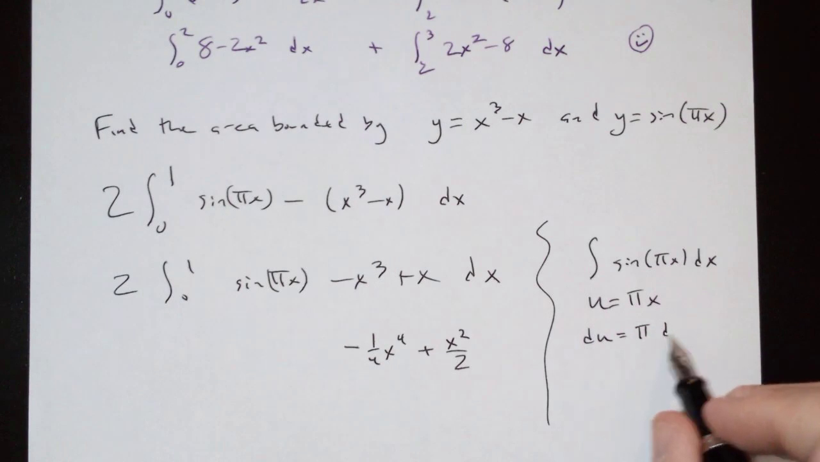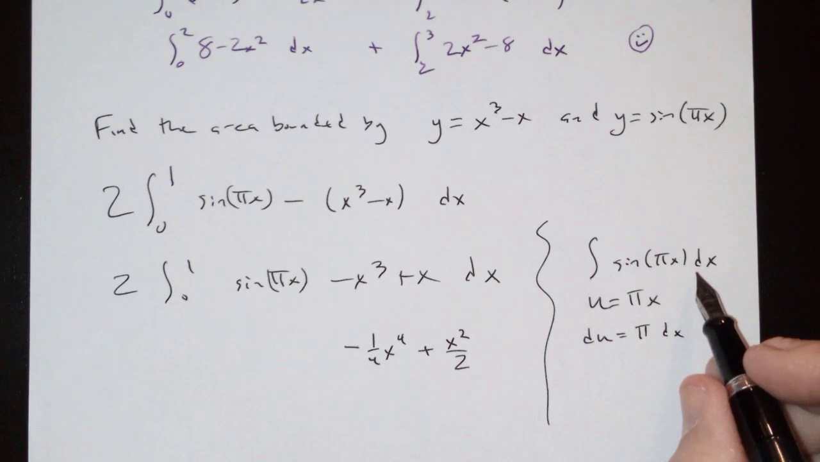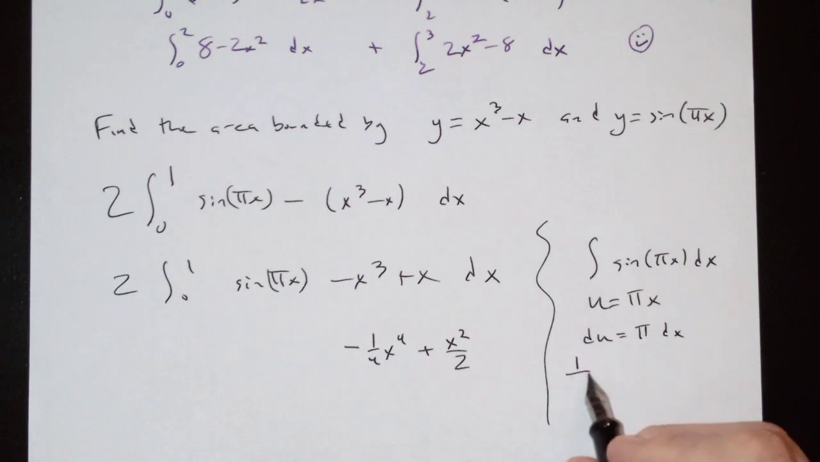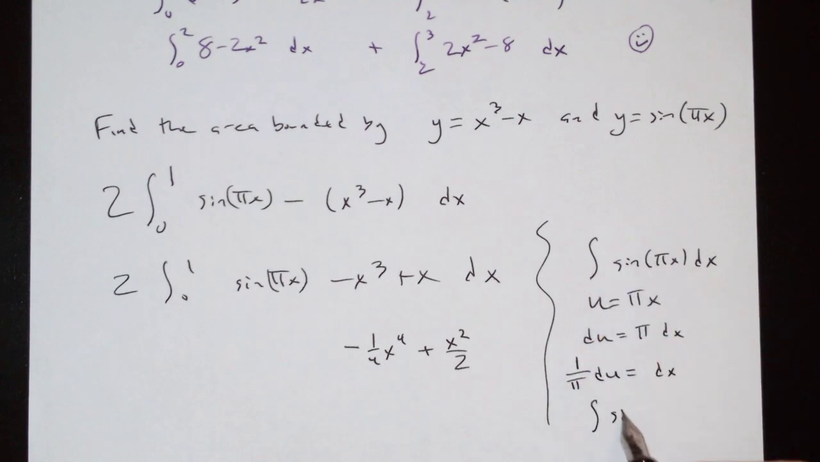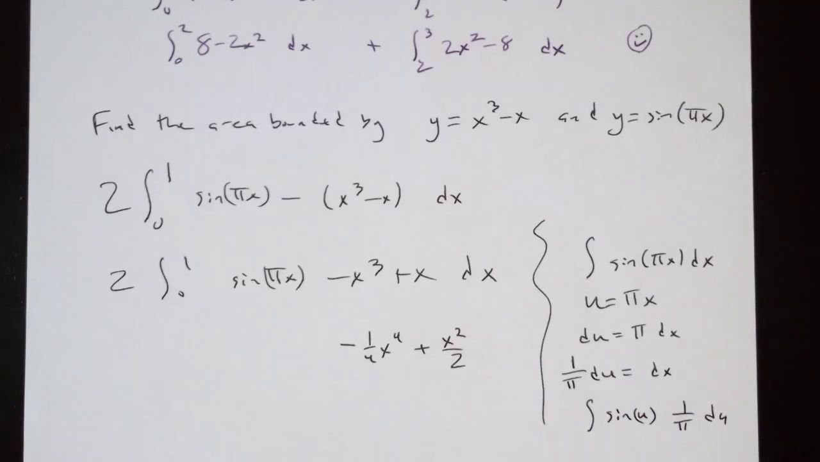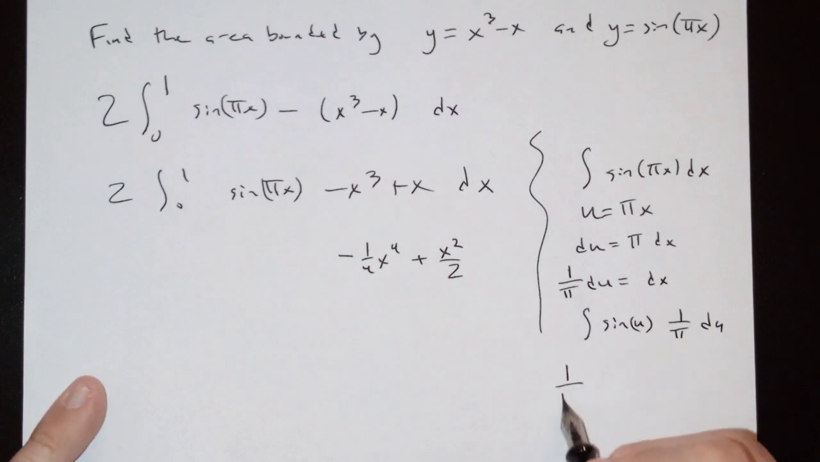Oh, wait a minute. I get the dx there, right? Do I have a π next to my dx? Nope. So this becomes the integral of sine of u times 1 over π du. The 1 over π comes out front.